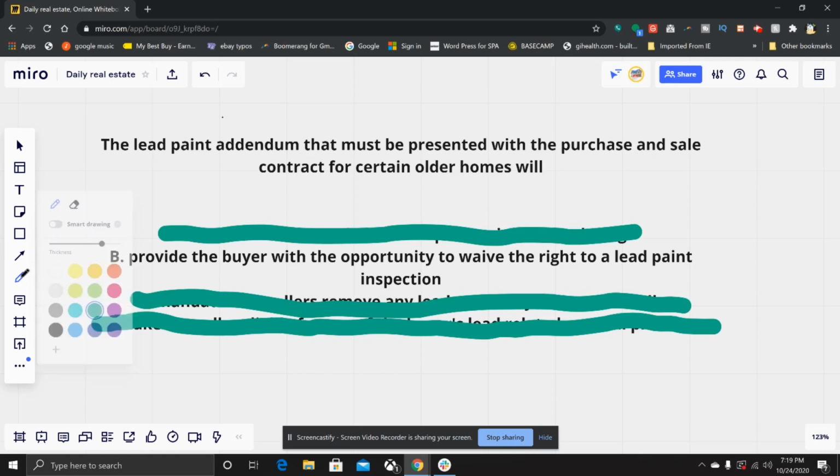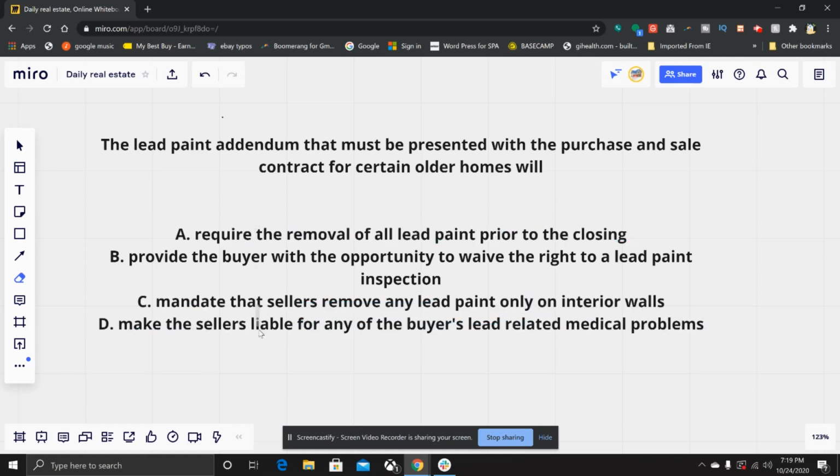I'm actually going to erase the lines that I have right now so that you could see this. There's a couple of answers in here that are going to be very similar to one another, like require the removal of all lead paint prior to closing, and mandate that the sellers remove any lead paint only on interior walls. There is no requirement for them to remove or remediate anything. However, there is the requirement for them to disclose any knowledge they may have and provide the buyer with the opportunity to inspect it or waive their inspection rights if they so desire. So, guys, correct answer is B.